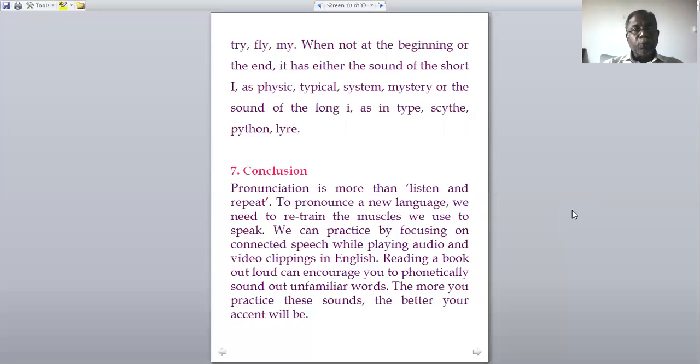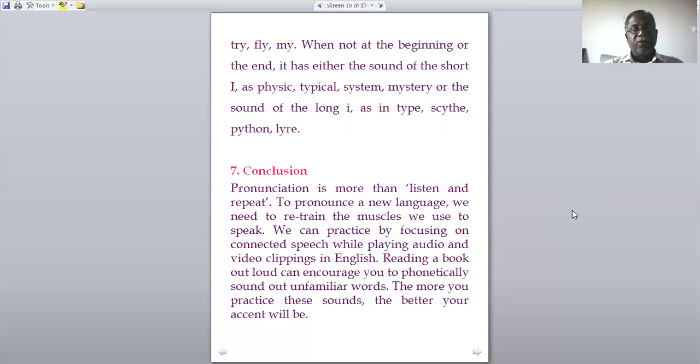So to pronounce a new language, we need to retrain, not only train, retrain. That means twice or thrice or four times, many times we need to make much more attempts. Retrain the muscles. We should train our muscles to open and speak freely. Then only we speak better English, good English, the best English.